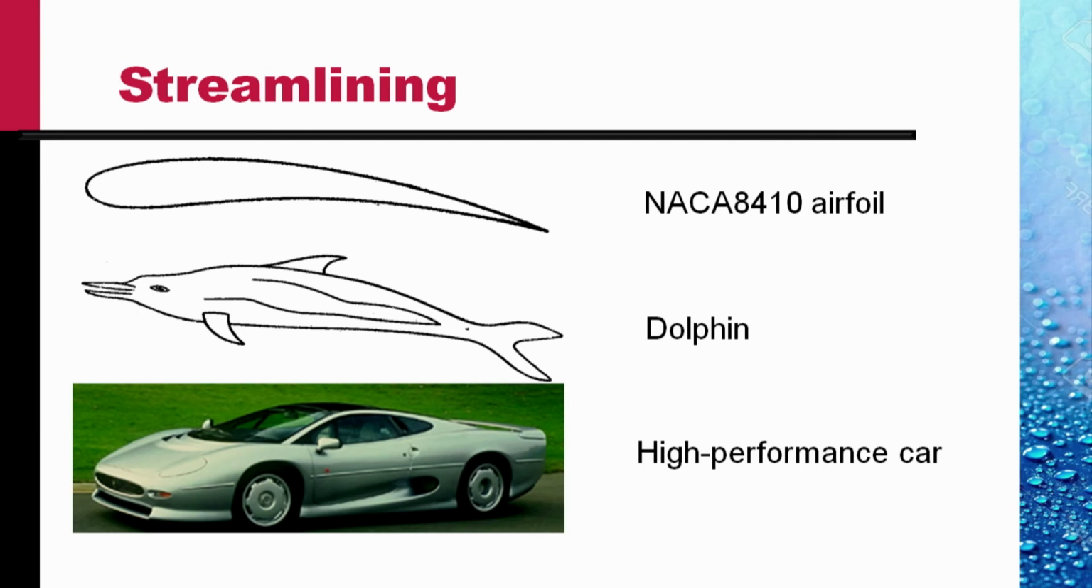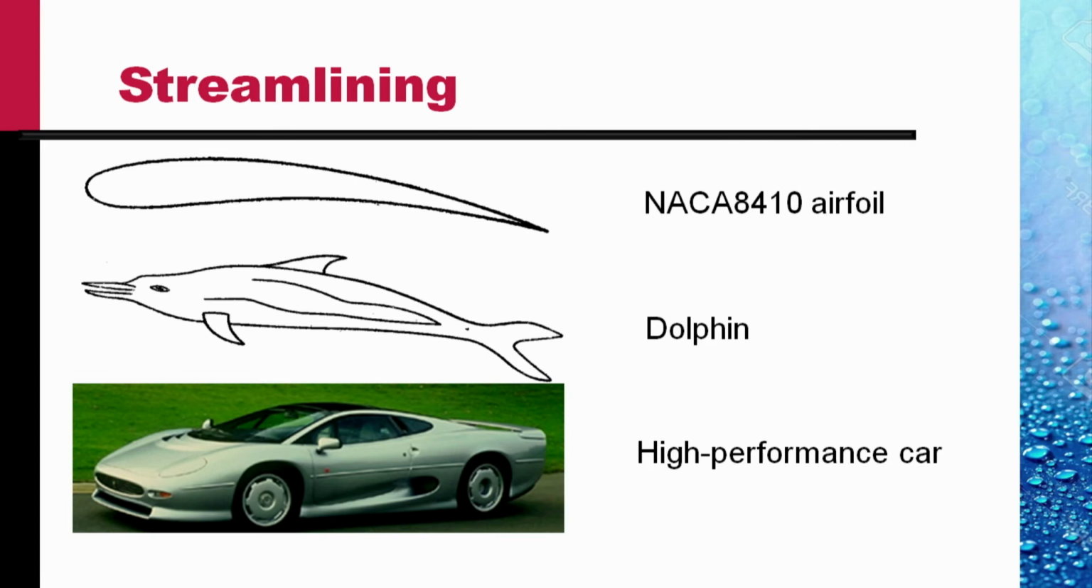On the top is a NACA 8410 aerofoil used in many early aircraft. Nature evolved itself in such a manner that dolphins have a shape which is quite like that of a NACA 8410 aerofoil. It is because dolphins like to swim through water, and having lower drag would give them an advantage.